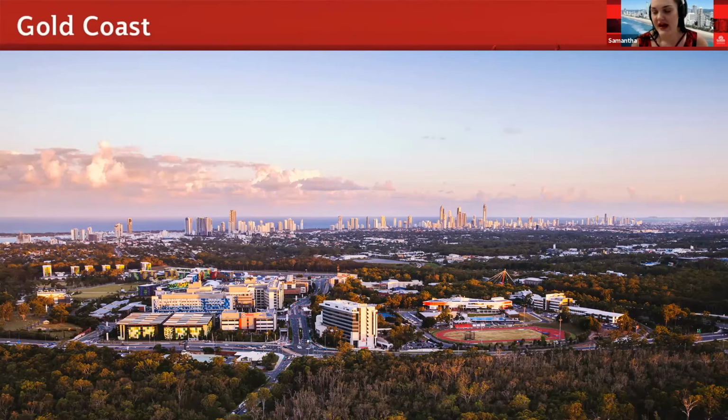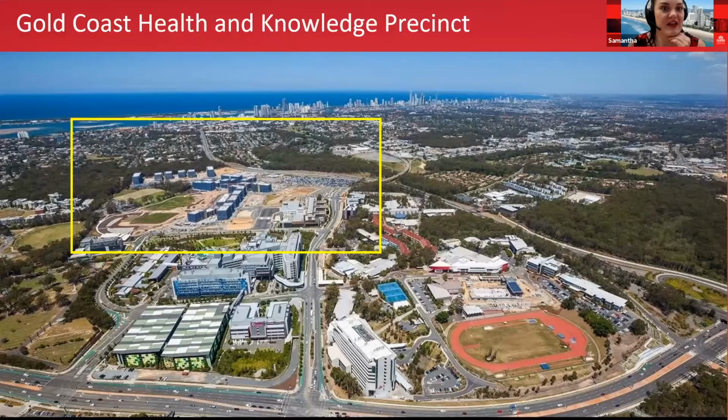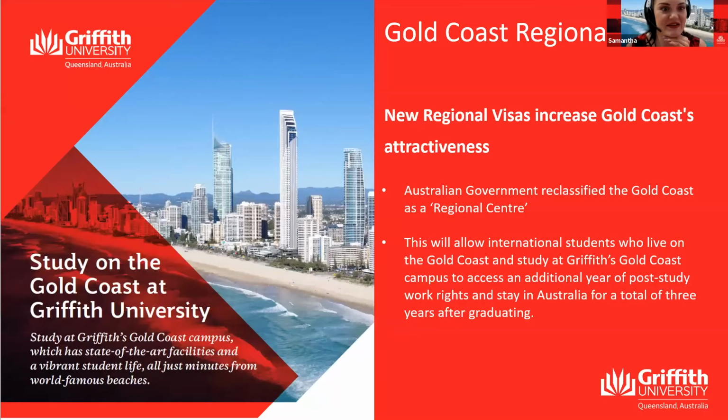So a little bit about the Gold Coast as an area. The Gold Coast has regional status. That means that you will benefit from 1 year of post-study work rights in Australia, allowing students to have a total of 3 years if they study on the Gold Coast.